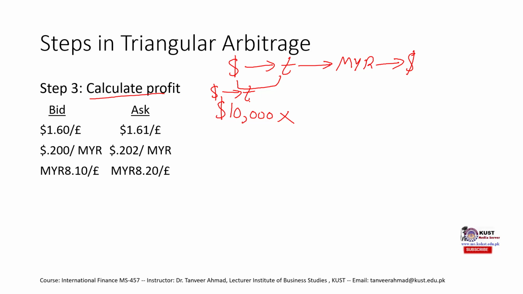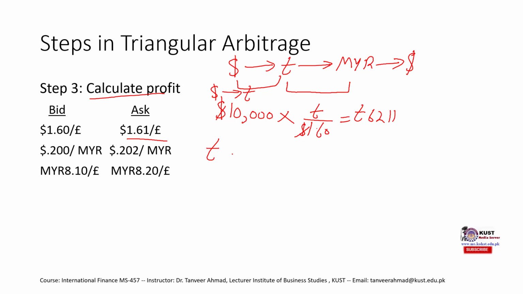We are buying pounds, right? And at which price would the bank sell pounds? Remember, this is the buying price of the pound by the bank. This is the selling price. So if we are buying, then the bank is selling. So the bank would sell us pounds at this price. So if you take the reciprocal, the dollar sign would be cut off, and we would have £6,211. The second step would be to convert these pounds into Malaysian ringgit.